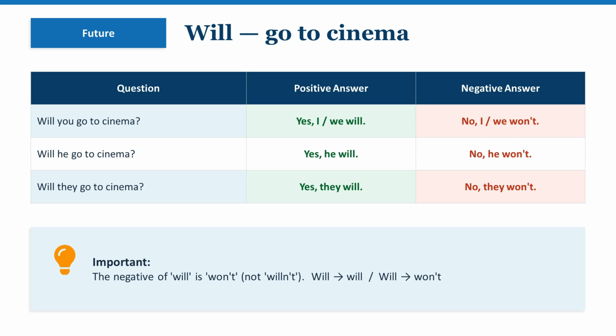One important thing to remember here. The negative contraction of will is won't. It is not willn't or any other form. Just won't. Also, like did, will is the same for all subjects. Whether you say I, he, she, we, or they, you always use will or won't in the short answer.